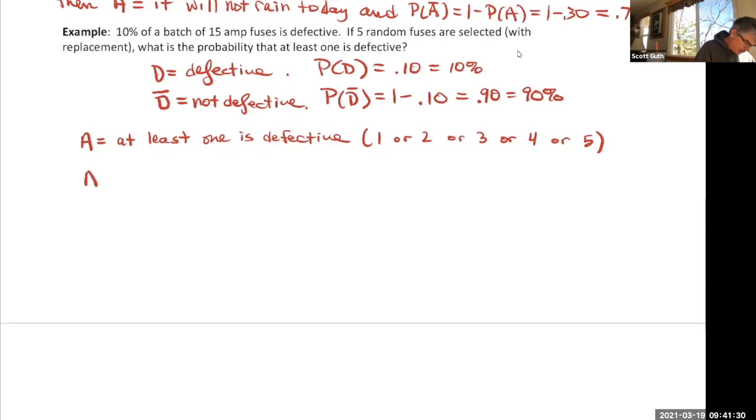Okay, so what does it mean that not at least one is defective? How many would be defective then? Out of the 5 fuses. 0. Yeah, it's not 1, 2, 3, 4, or 5. It has to be 0. They're all good fuses. So none are defective.